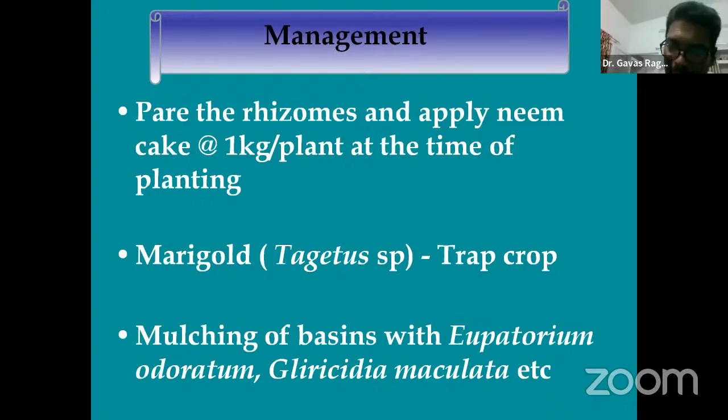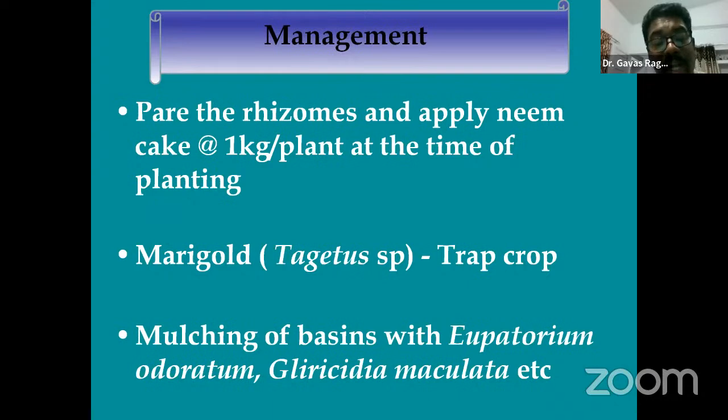Just for information, I'll share the note with you, don't worry. By growing marigold in between two rows of banana, the anti-nematode chemicals produced by the marigold will prevent the growth of the nematode, suspend it, and stunt the nematode growth. So just by growing marigold as a trap crop itself, we can manage nematodes in banana, actually 100%.